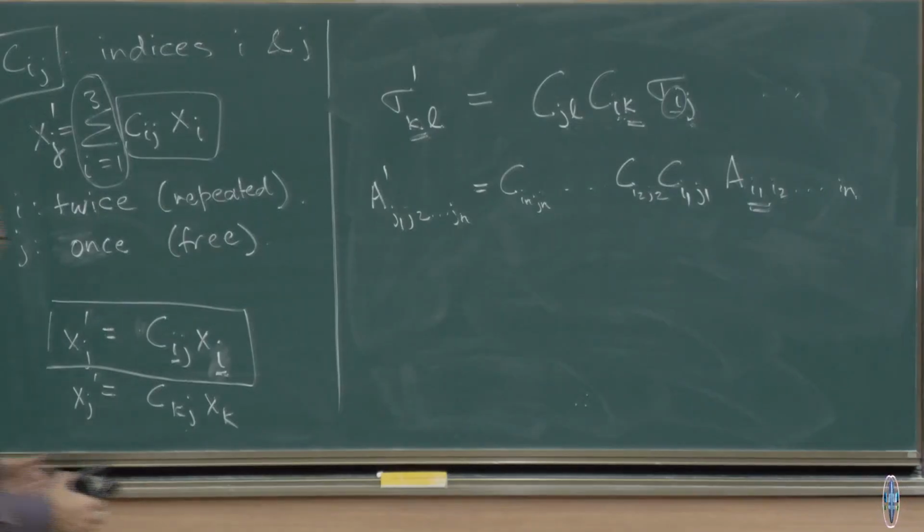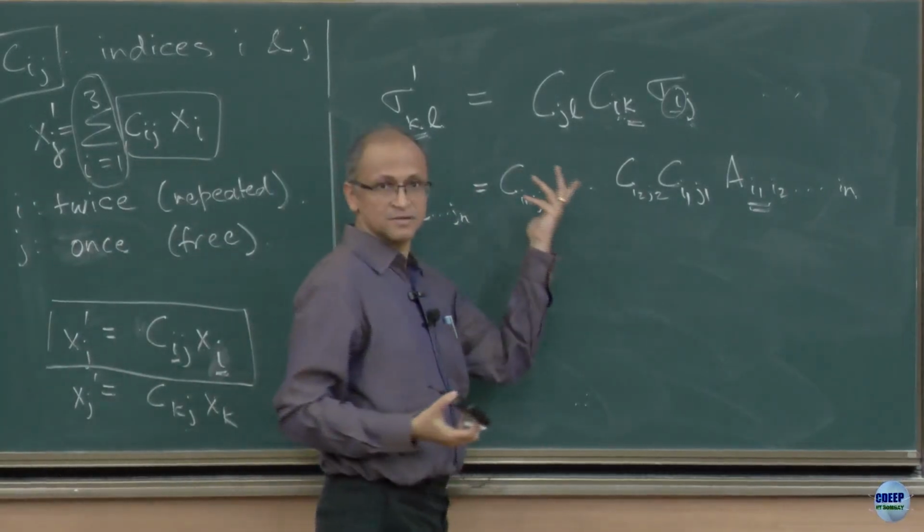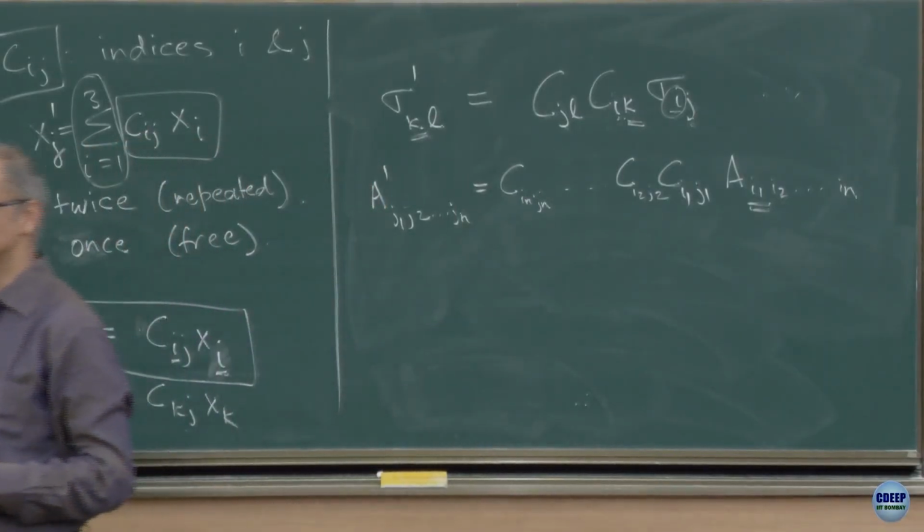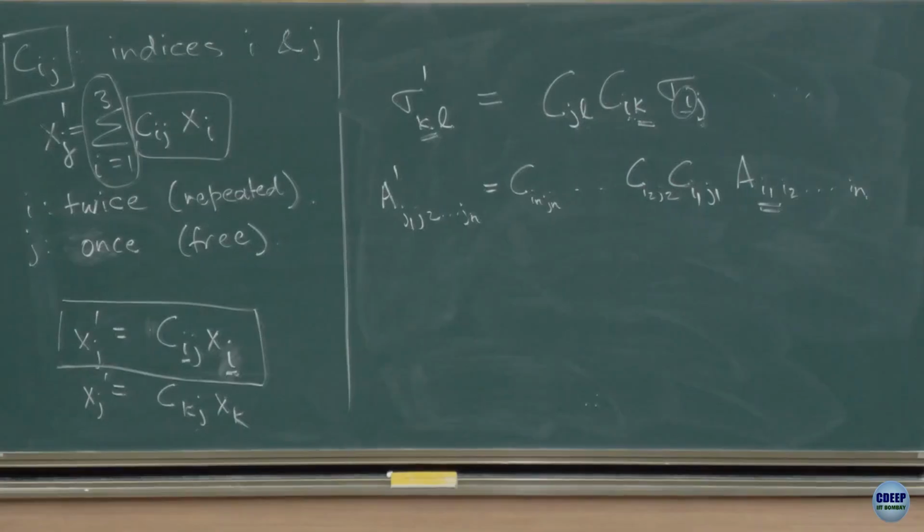There will be n times these matrices are getting multiplied, n times. And that's how an nth order tensor will transform. Okay, and this is a transformation rule.